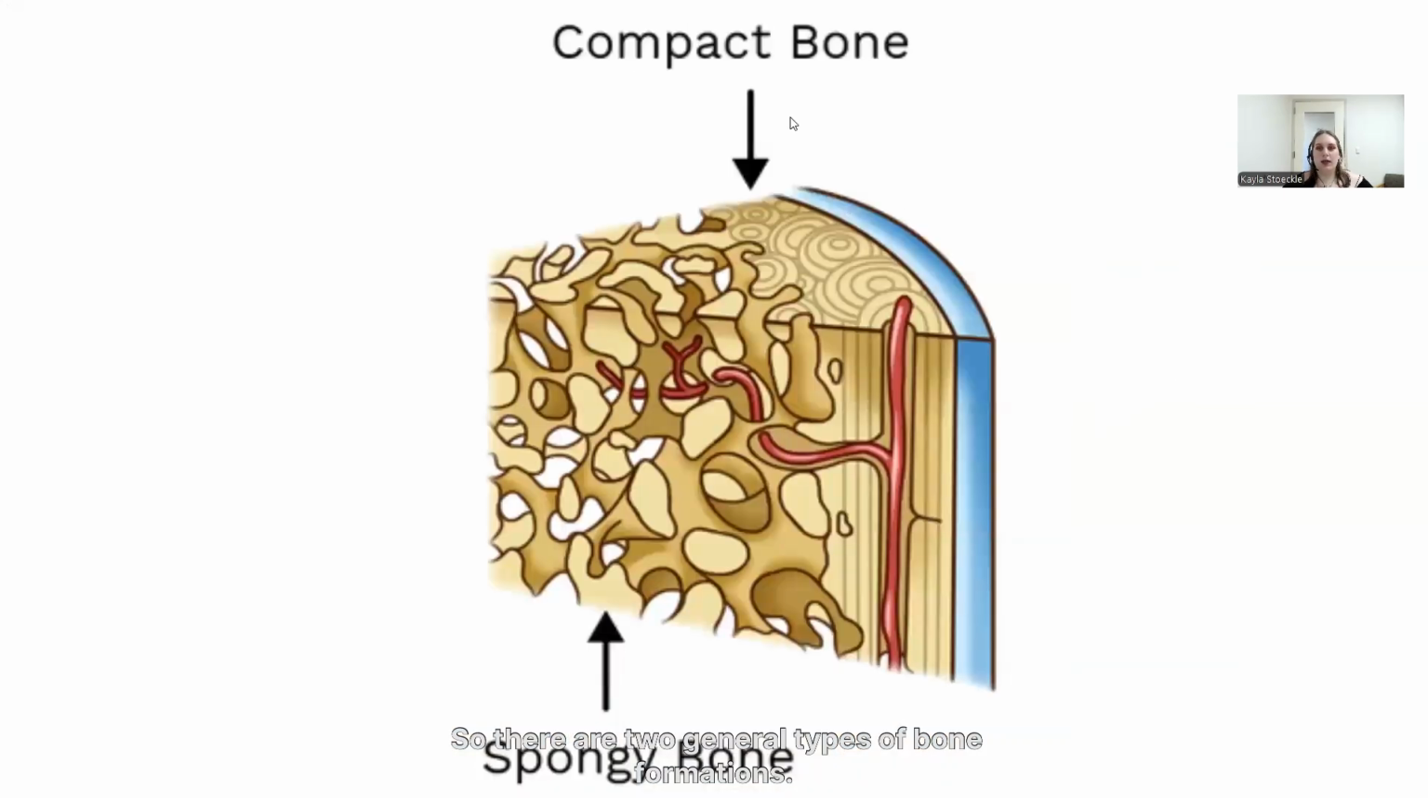So there are two general types of bone formations. You have compact bone, which is very dense structures within the bone, and you have spongy bone that is made up of these column-like structures that look like a sponge, and they have a lot of space within these sections compared to compact bone, which only has small openings for blood and nervous vessels.